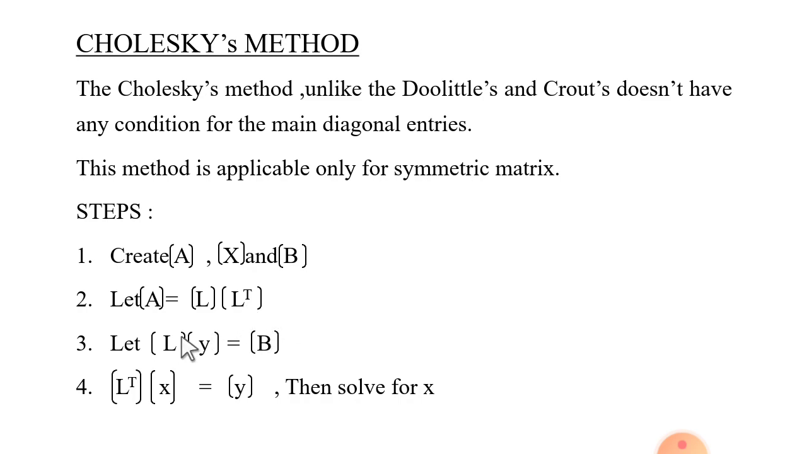After that you have to solve for y. That is, you can write it as Ly equal to B. From Ly equal to B, you can get the values of y. We can proceed further only if we find the value of y, because in order to get the unknown x, you have to substitute the value of y in this equation, that is L transpose into x equal to y. Then you have to solve for x. So this is the method, and you have to keep the steps in mind for solving this.